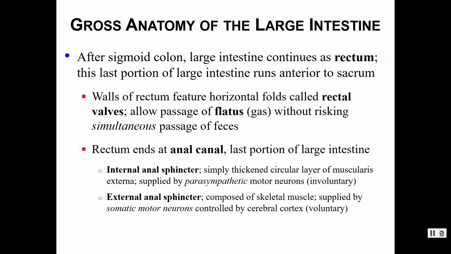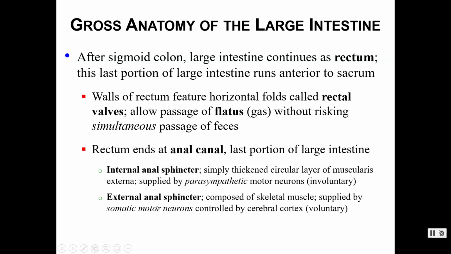I don't think I have to emphasize how important that is. The rectum will end with the anal canal. Okay, we have 2 sphincters. We have an internal and external anal sphincter here. The internal anal sphincter is composed of the circular layer of the muscularis externa. This is parasympathetically controlled, so this is an involuntary sphincter.